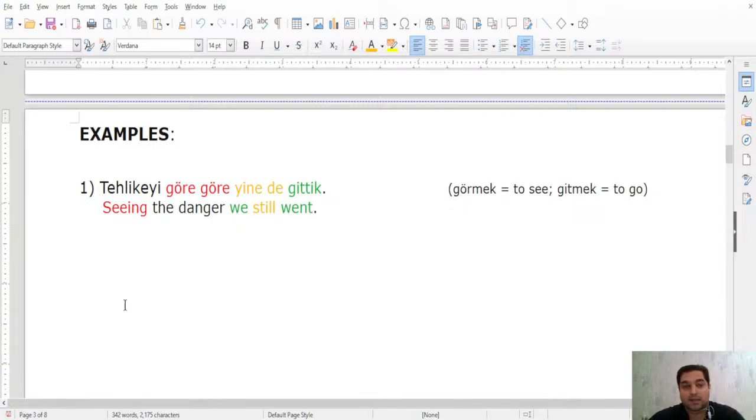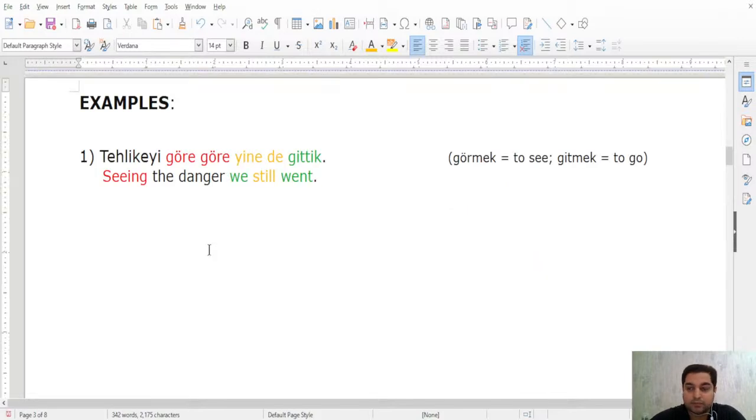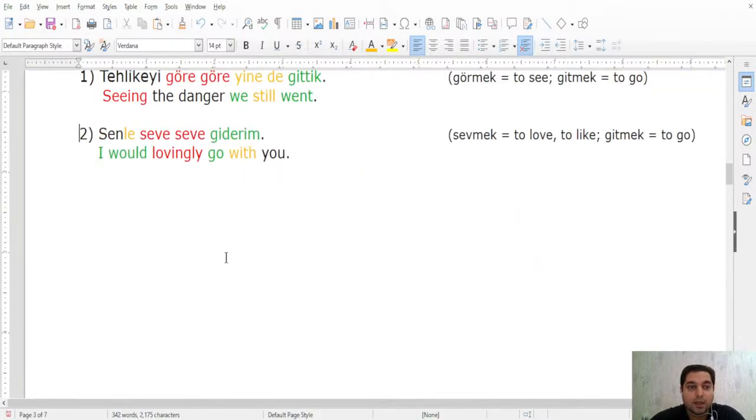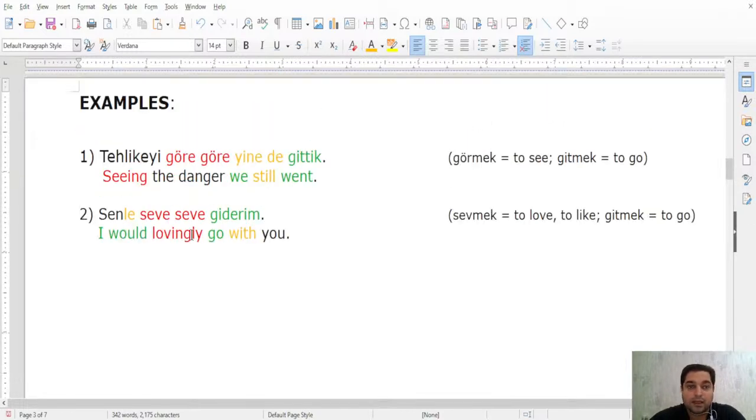Let's look at the second example. Let me bring it up. Okay. "Senle seve giderim." Now here again, seve is not equal to severek. Okay. So let me first analyze the sentence. So sen is you, senle, la is with, right? Seve means lovingly. Okay. Giderim, I would go. Now you see seve here is not necessarily an equivalent of severek.